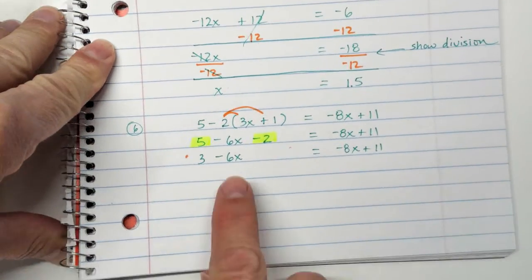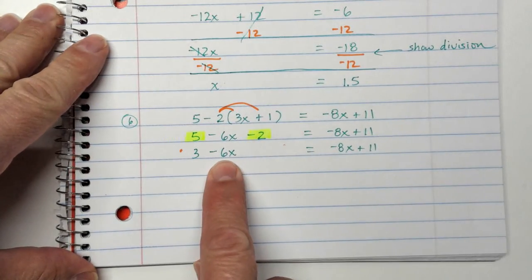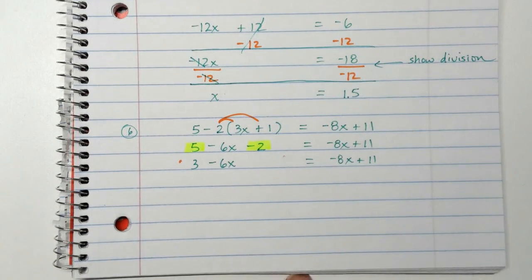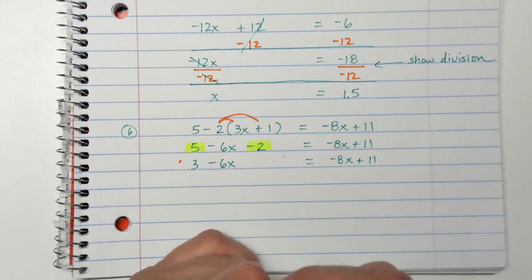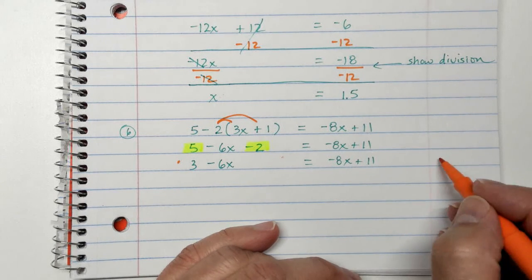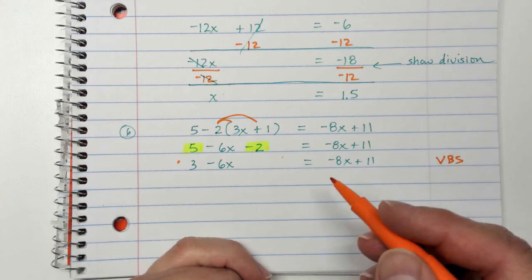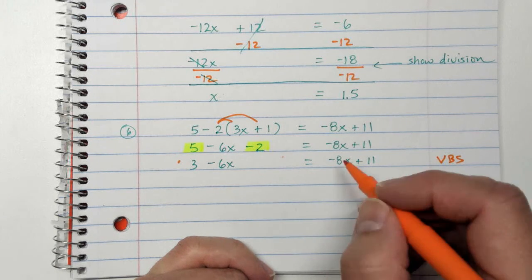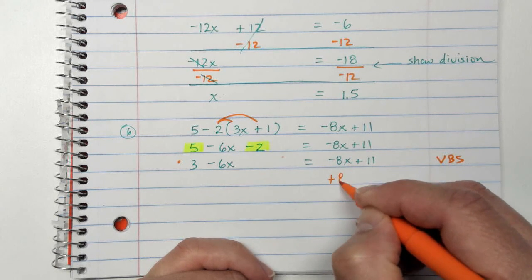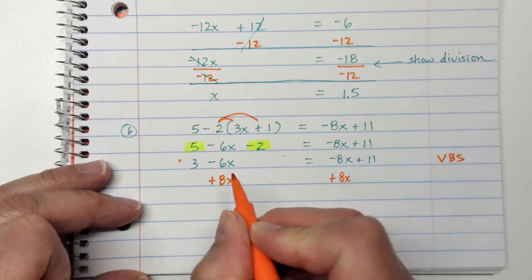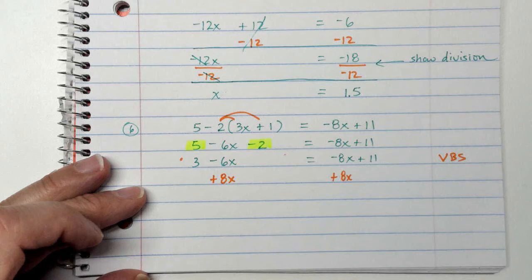Okay, so now we have this situation. Variables on the left side, variables on the right side. We want them on the right side. Sorry, we want them on the left side. Variables on both sides. I want to get all the variables on the left side. That's just the wiser place for your variables to be.